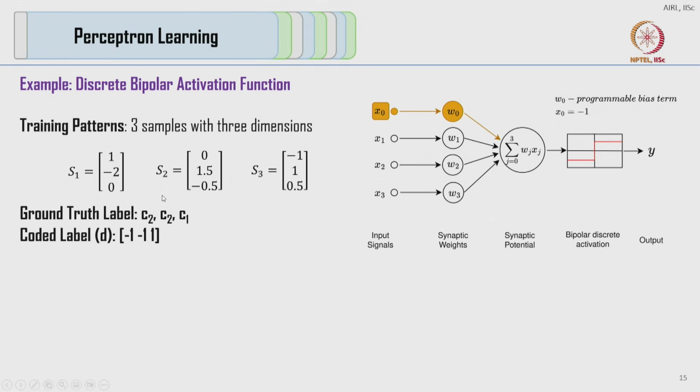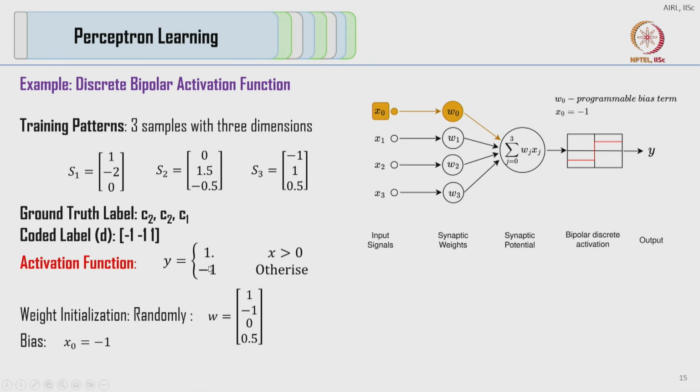I have a ground truth. The ground truth says sample 1 belongs to class 2, sample 2 belongs to class 2, sample 3 belongs to class 1. So, I am expecting the labels to be minus 1, minus 1, and 1.